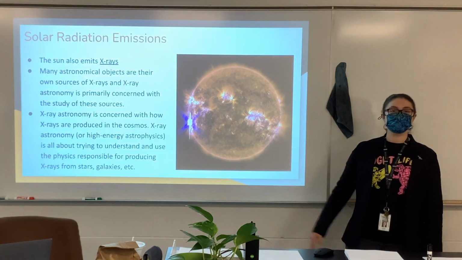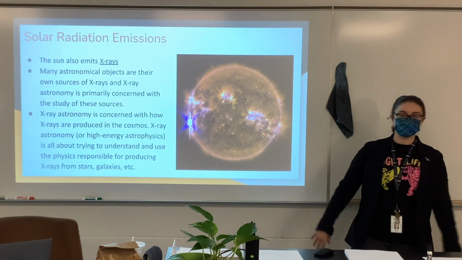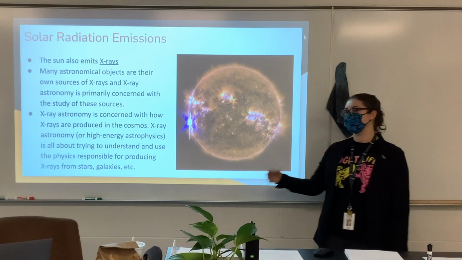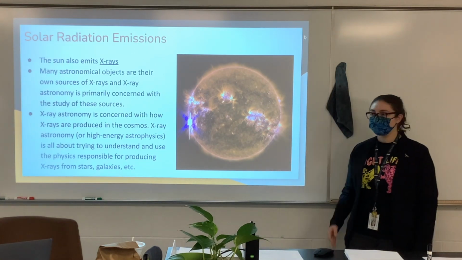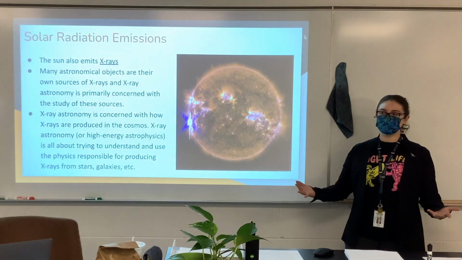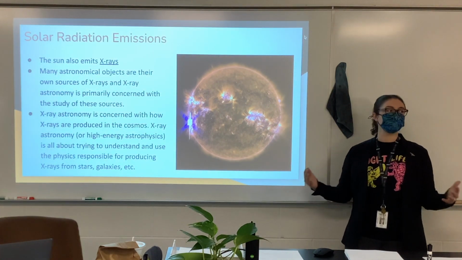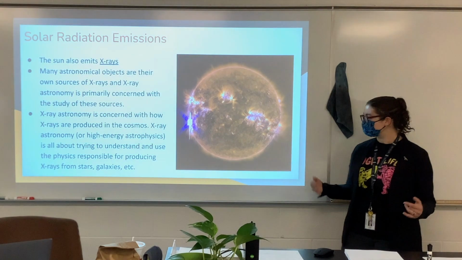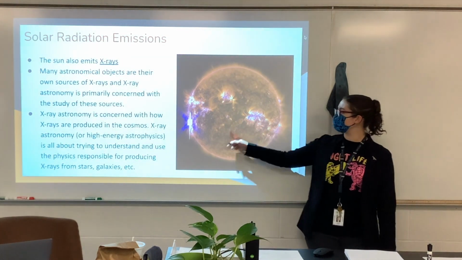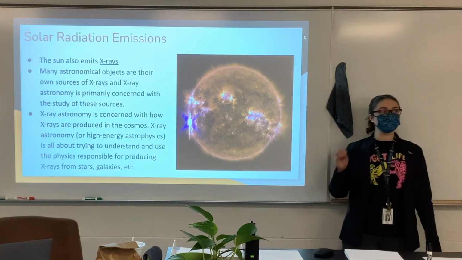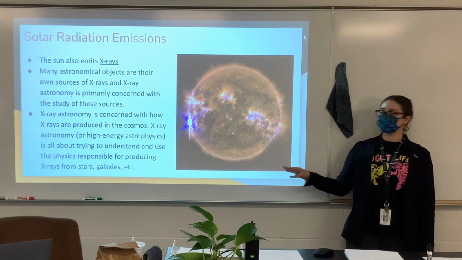Sometimes it's also referred to as high-energy astrophysics because X-rays are also a high-energy form of ionizing radiation. Fortunately, the Earth's magnetic field blocks a lot of the ionizing radiation from the sun. But here you can see the bright spots in this image are the spots where the most X-rays are being emitted from the sun.